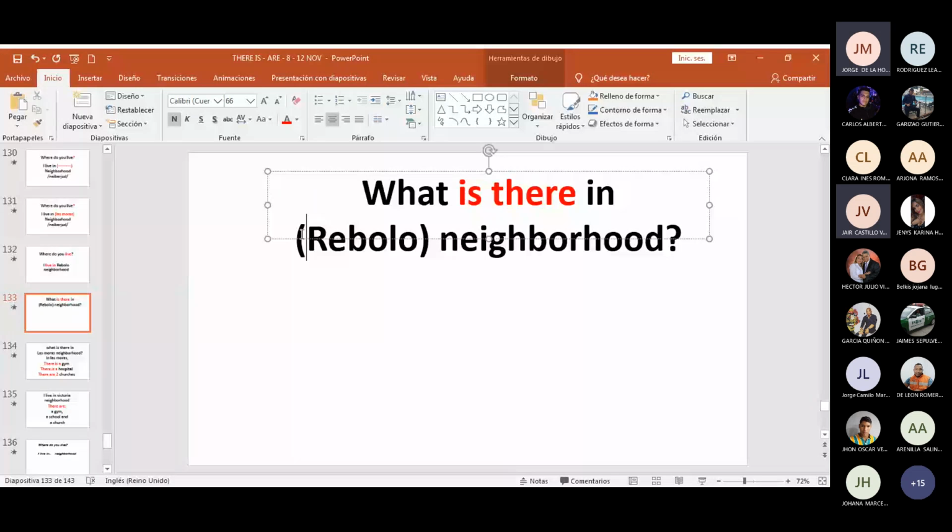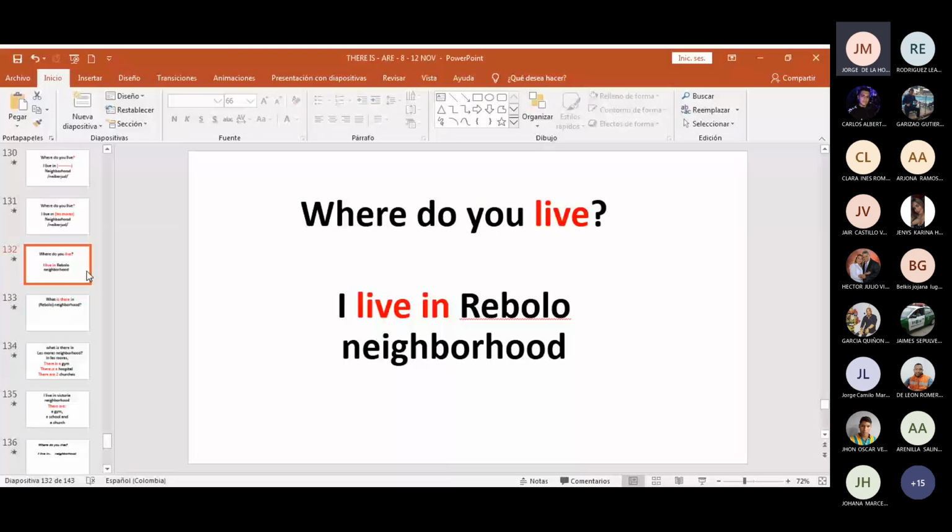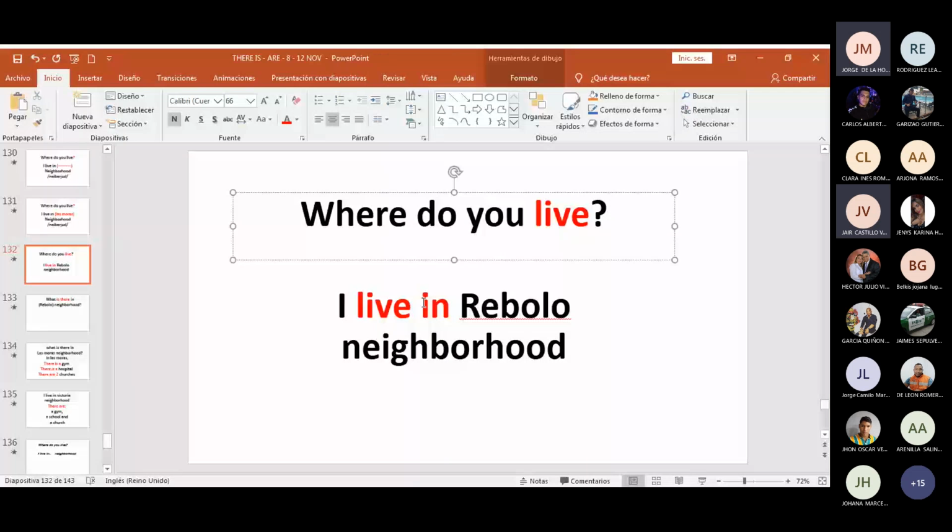Another student, please. A boy or a girl. He or she. So, student, what are we using? ¿Y qué estamos utilizando nosotros? Nosotros estamos utilizando el there is y el there are. Yes. We are using there is and we are using there are. Right? Okay, student, question for the teacher.